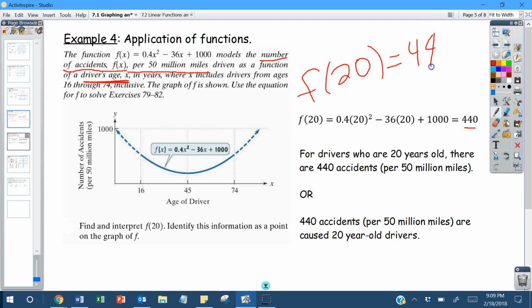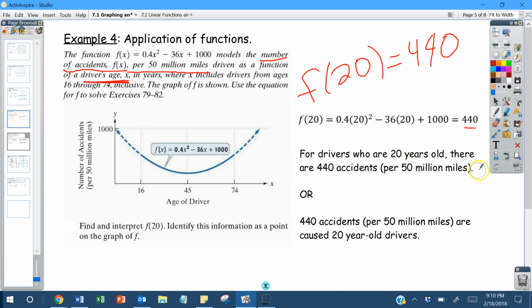Now let's go back, because we have to interpret this. What was f of x equal to again? Oh, that's the number of accidents. So f of 20 is the number of accidents. There's 440 accidents. And then we have to interpret the x too. So x is the driver's age. When x is 20, that means we're talking about 20-year-old drivers. So with 20-year-old drivers, we have 440 accidents per 50 million miles. This is how we interpret this. X means one thing, f of x means another thing.